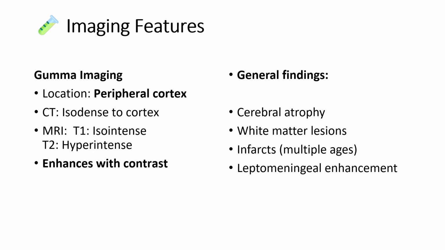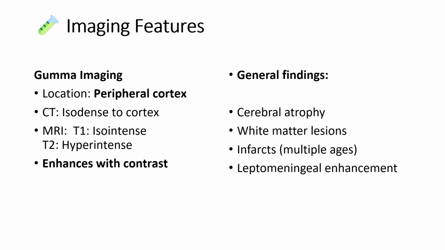Imaging features, we can find gumma in the peripheral cortex. CT shows isodense to the cortex. MRI shows T1 isointense and T2 hyperintense. And there is enhancement with the contrast. This is how gumma presents on imaging.